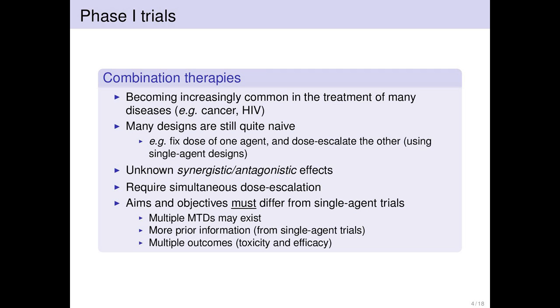We may also have more prior information. For example, using historical data from the single-agent trials, that's when the drugs are used on their own. And so it would be very sensible to bring in this information in terms of priors into our model. And as I've just alluded to, and as the next speaker will probably talk a bit more about, we may also want to bring in efficacy endpoints as well as toxicity to allow us to choose between dose combinations that have a similar toxicity profile.